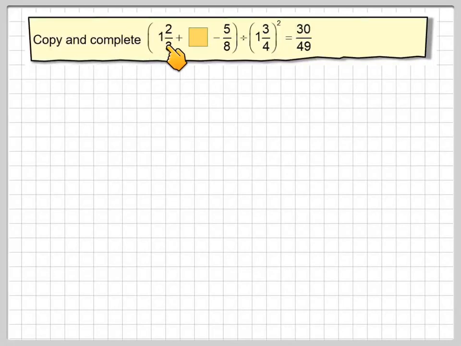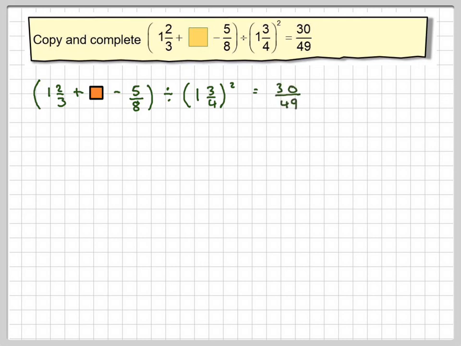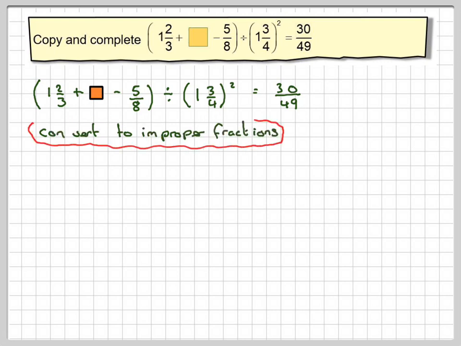Copy and complete: 1 2/3 plus a missing number minus 5/8, divided by 1 3/4 squared, and we know that's equal to 30/49. So writing that out, first thing we're going to do is convert these mixed numbers into improper fractions. So this first one will be 1 times 3 plus 2, which makes 5/3.